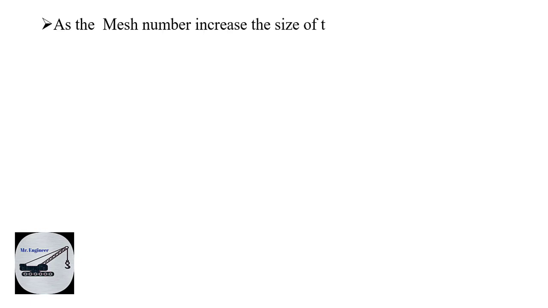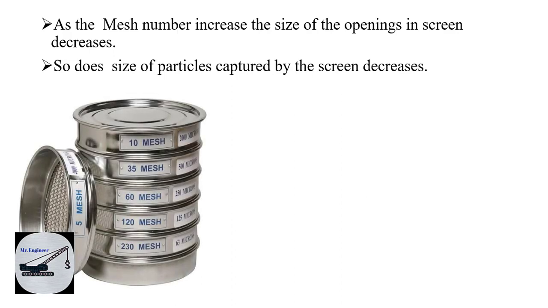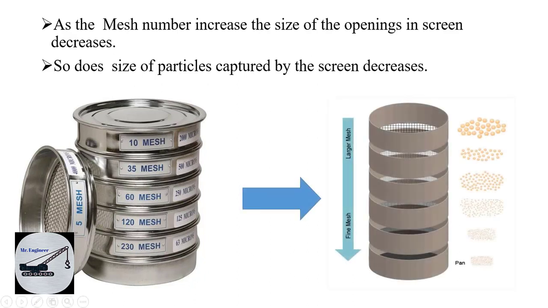As the mesh number increases, the size of opening in the screen decreases. So does the size of the particles captured by the screen also decrease. As you go from top to bottom, the sieve number is increasing. For example, 10 mesh, 35 mesh, 60 mesh, 120 mesh, and 230 mesh. But the size of the particles decreases as we go from top to bottom because the mesh size or mesh number is increasing.